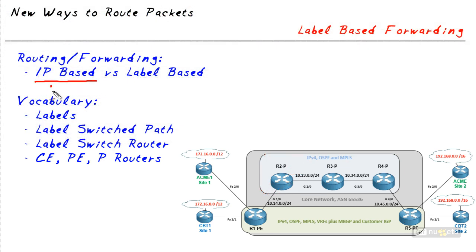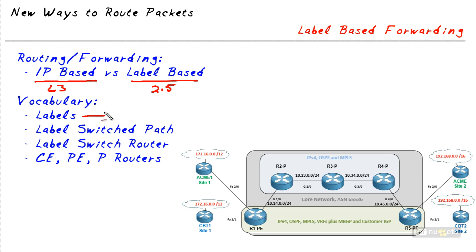IP-based forwarding is based on a layer 3 lookup, looking at that destination IP address, while label-based, I'm going to call it 2.5. The industry doesn't officially call it that, but that's a great way to remember where those labels are, stuck and wedged in right between layer 2 and layer 3.